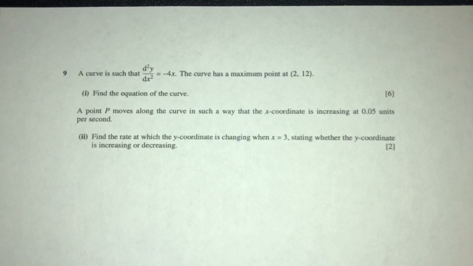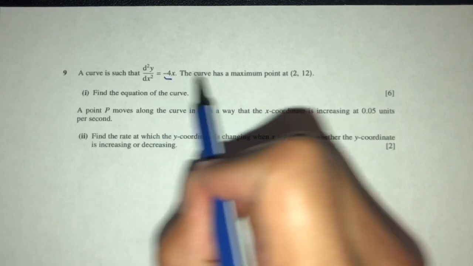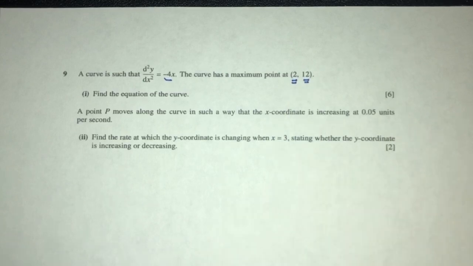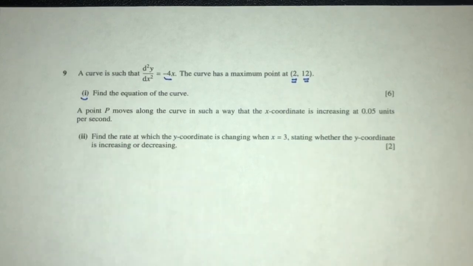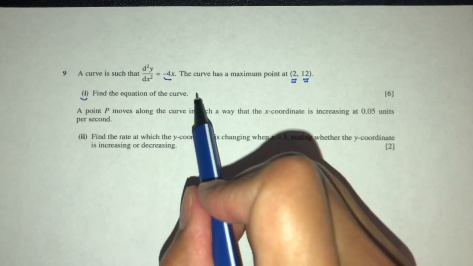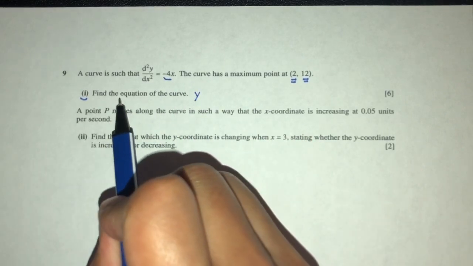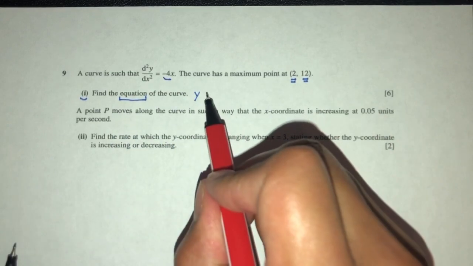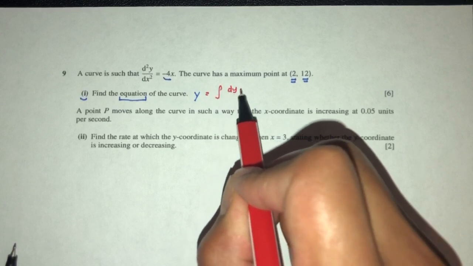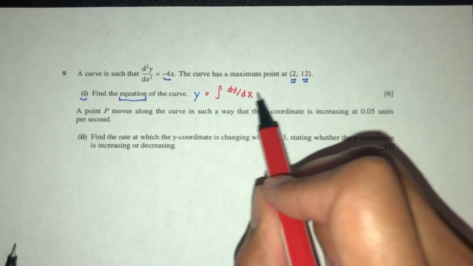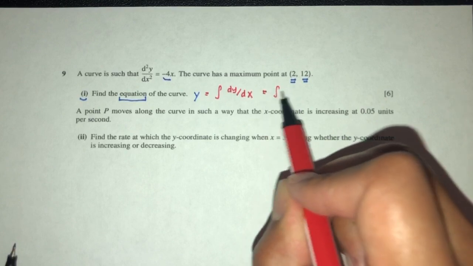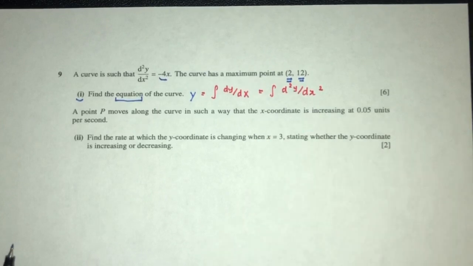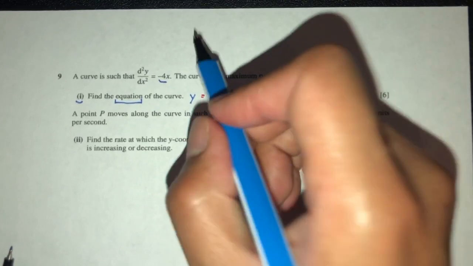A curve is such that d2y by dx2 is minus 4x. The curve has a minimum point at 2 and this. We have to find the equation of the curve, so we have to find y. Equation of the curve means finding the value of y. To find y, it is equal to the integration of dy by dx. But to find dy by dx, it is equal to the integration of d2y by dx2. So let's begin here.